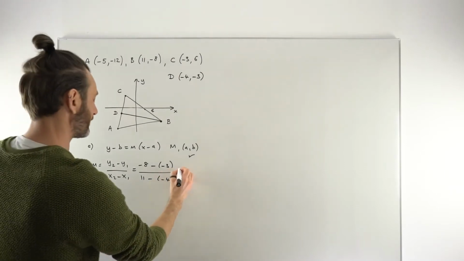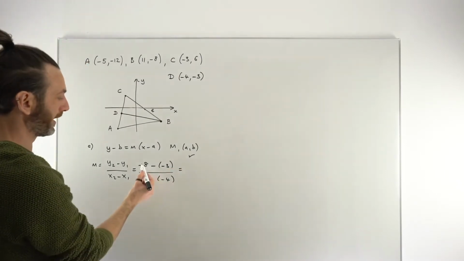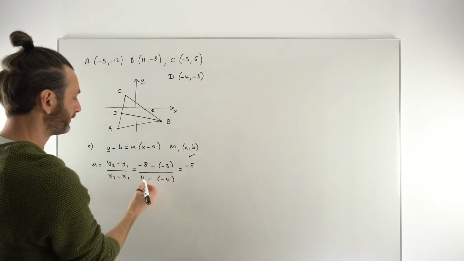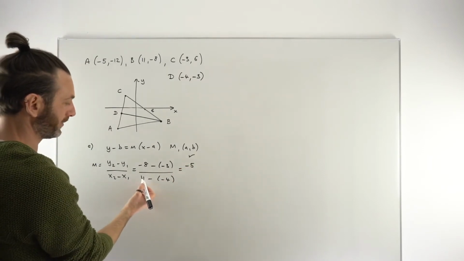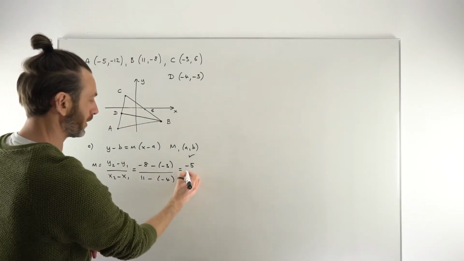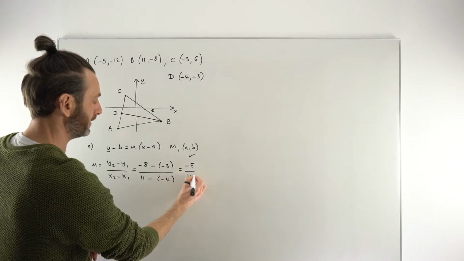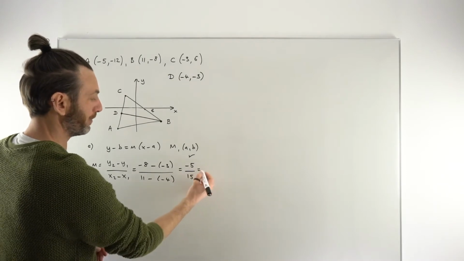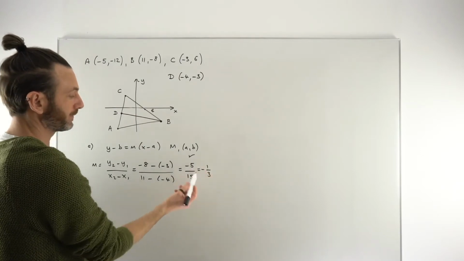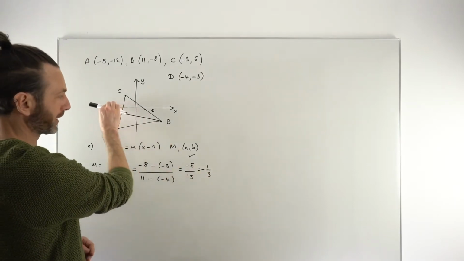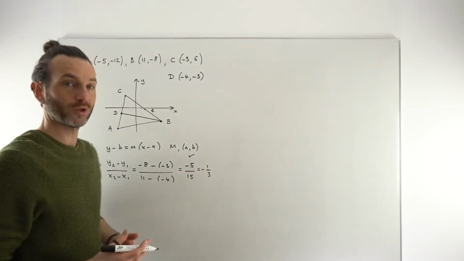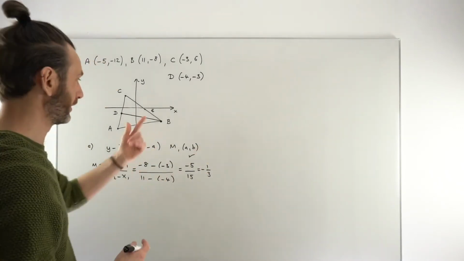So just tidying this up, let's see what we get. On the top we're going to get -8 plus 3, which is -5, and on the denominator we're going to get 11 minus -4, which is 11 plus 4, which is 15. Simplifying that by dividing top and bottom by 5, and we get -1 over 3. So two things there. First of all, it's come out to be negative, which is what we expected because of the direction of the line, and it's come out to be a fraction, showing that it should be a shallow line, which it clearly is.